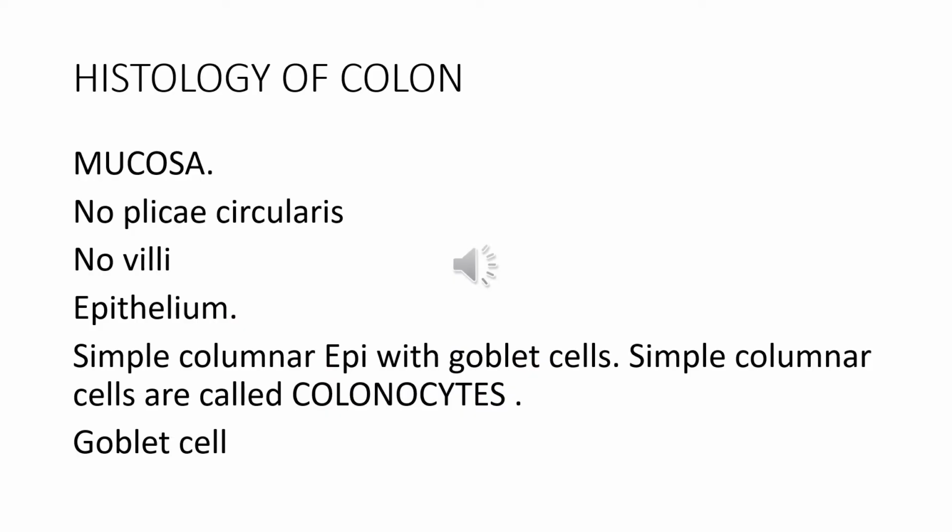So in the histology of the colon, the mucosa has no plica, no villi, while the epithelium is a simple columnar epithelium with goblet cells. And the number of goblet cells is 3:1, that is 3 columnar and 1 goblet cell. The simple columnar cells are called colonocytes, and the others are called goblet cells.